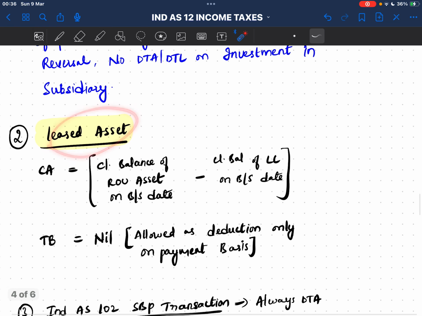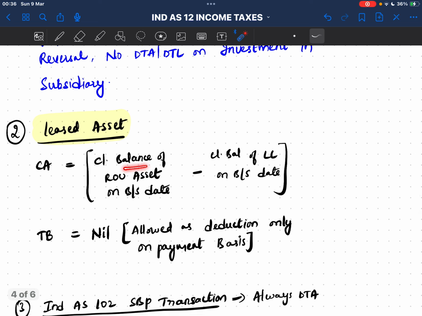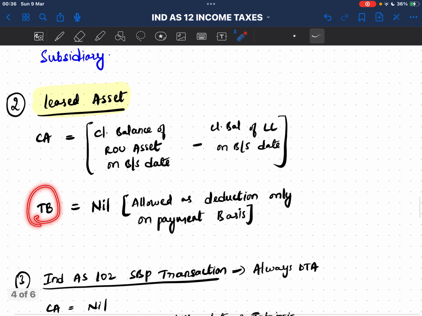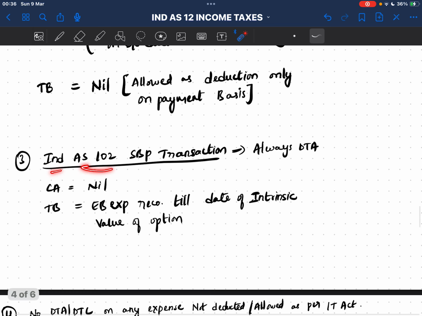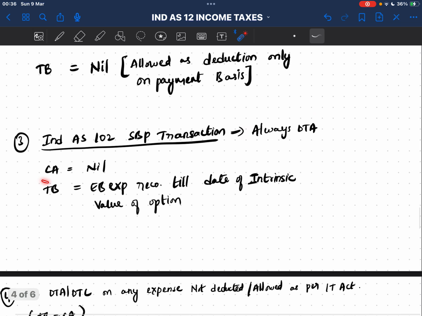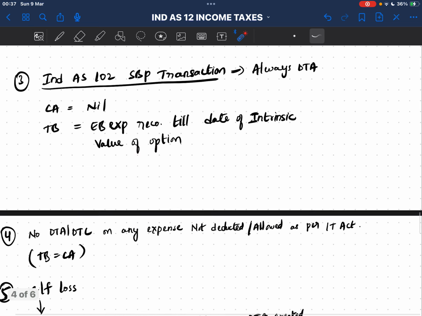Leased asset. Carrying amount: closing balance of ROU asset on balance sheet date minus closing balance of lease liability on balance sheet date. Tax base is equal to nil. Allowed as deduction only on payment basis. Next, Ind AS 2 SBP transaction, always DTA. Carrying amount nil. Tax base is equal to employee benefit expense recognized till date of intrinsic value of option.